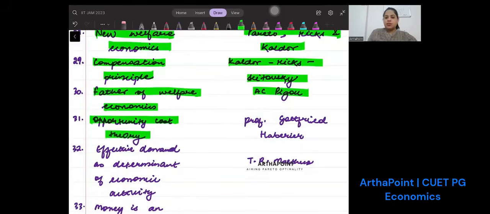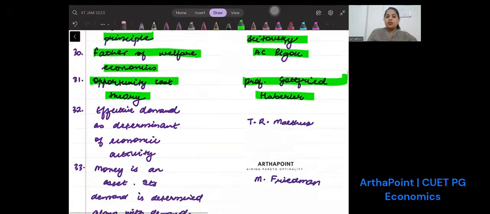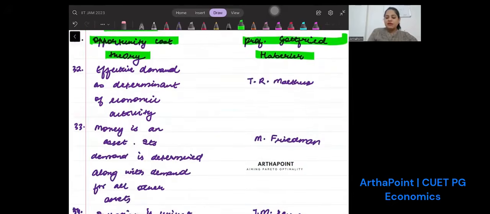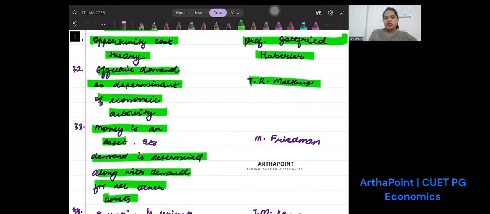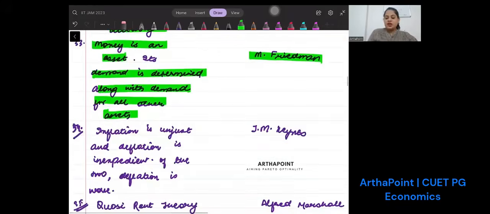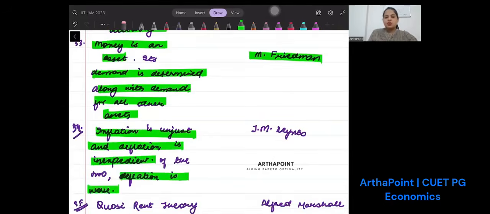Opportunity cost theory is given by Professor Gottfried Haberler. Effective demand as a determinant of economic activity is given by T.R. Malthus, who stated money is an asset, its demand is determined along with demand of other assets. Friedman. Inflation is unjust and deflation is inexpedient. Of the two, deflation is worse. Who stated this? J.M. Keynes.